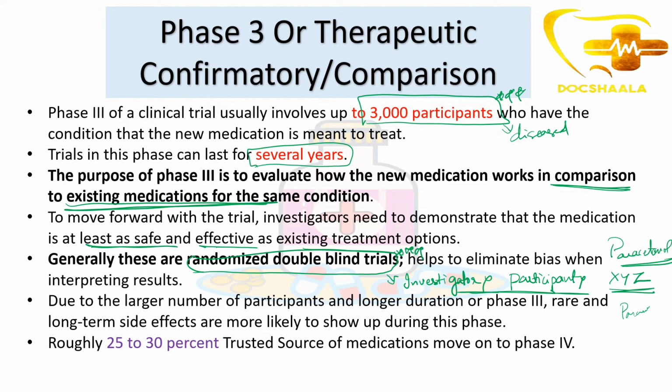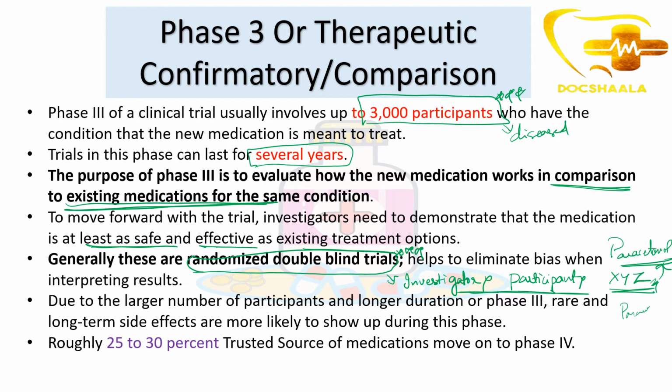And if the participant, this XYZ, knows that he's getting paracetamol into his body, he knows the drug causes a decrease in fever. So even if he is not feeling that his symptoms have gone, he'll say that my symptoms are gone, my symptoms are gone. So we'll not arrive at a conclusion which is genuine. So that is what the double blind trial is.